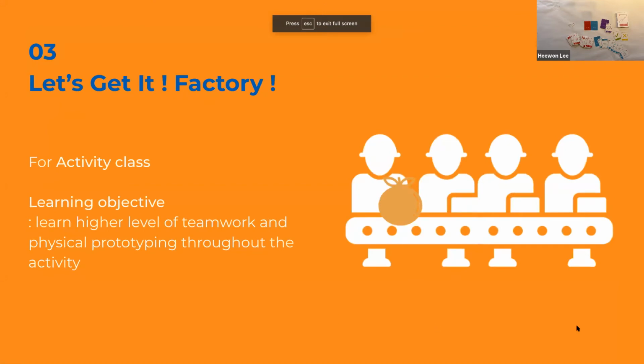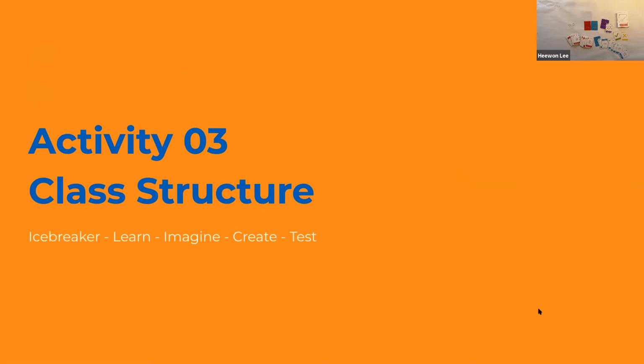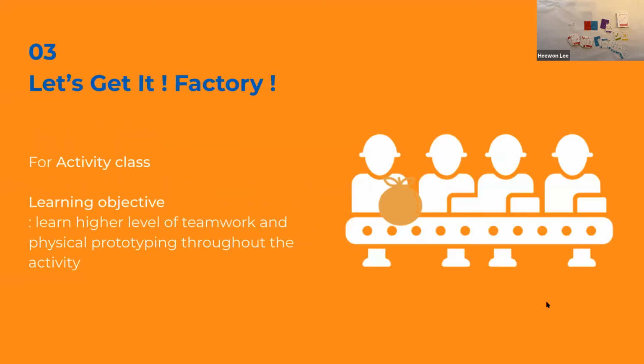Okay, so I'll talk about activity 3. The activity title is Let's Get It Factory, and it's designed for activity class. The learning objective is to learn a higher level of teamwork and physical prototyping throughout the activity.